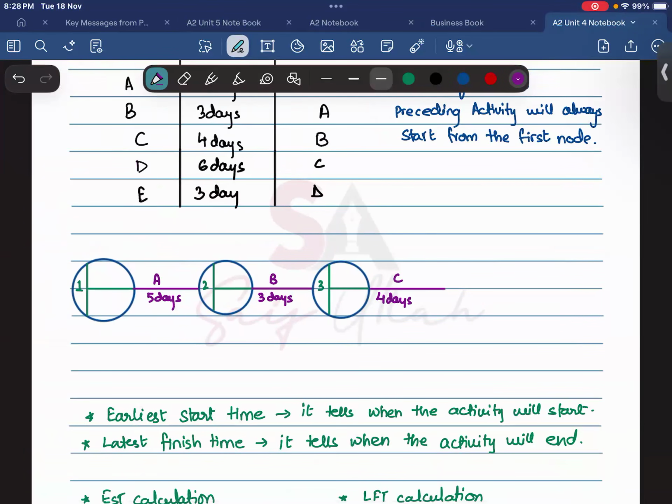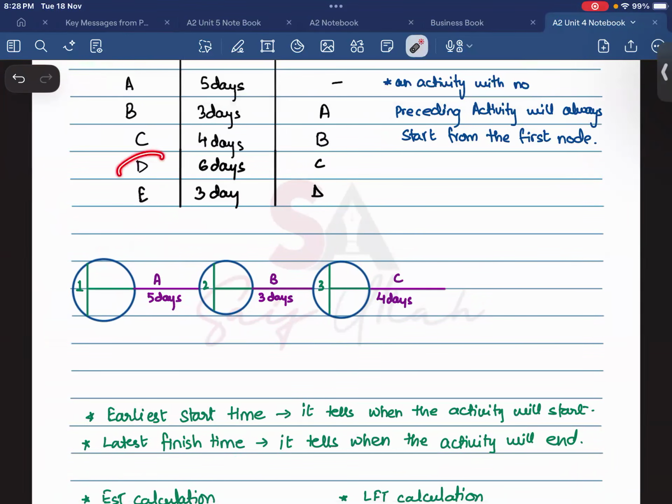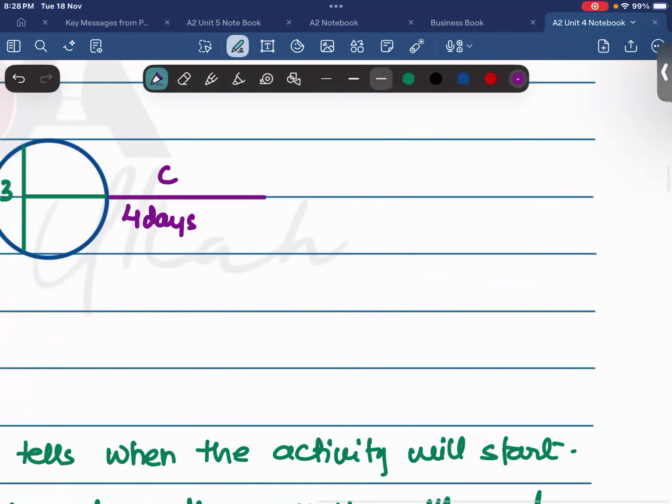Then activity D should be started when activity C will be ending. So to end activity C, we are going to make another node over here. To start an activity, you will always make a node, and to end an activity, you will always make a node. So that is the rule that you have to remember, that to start an activity, we have to make a node, and to end an activity, we have to make a node.